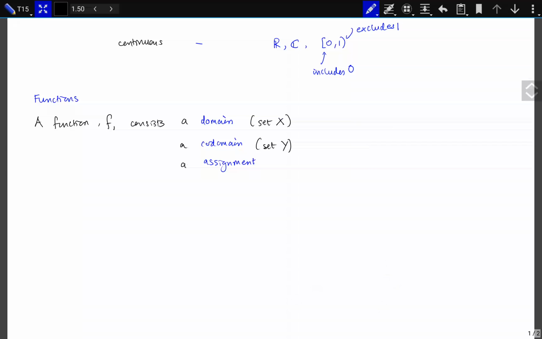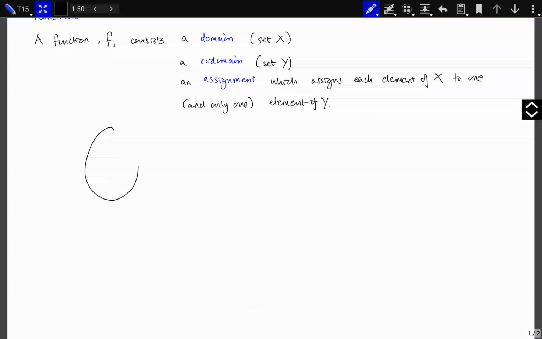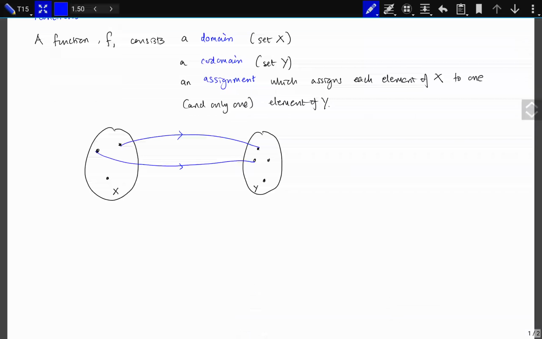And a map or an assignment which assigns each element of X to one and only one element of Y. For instance, pictorially, you might have, there's X, there's Y, and the assignment, let me use a different color, tells you where each element of X goes.